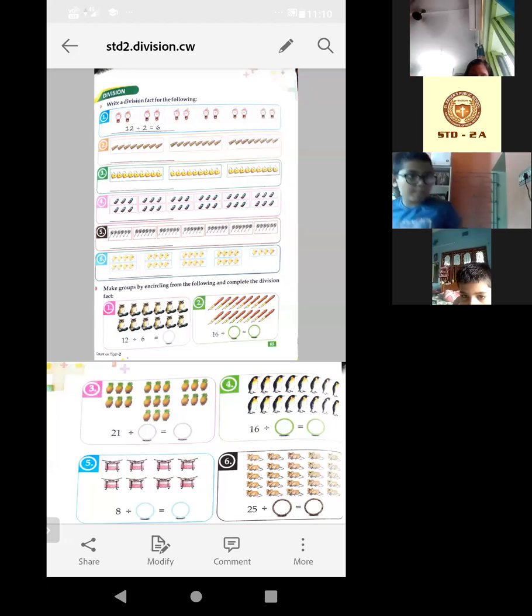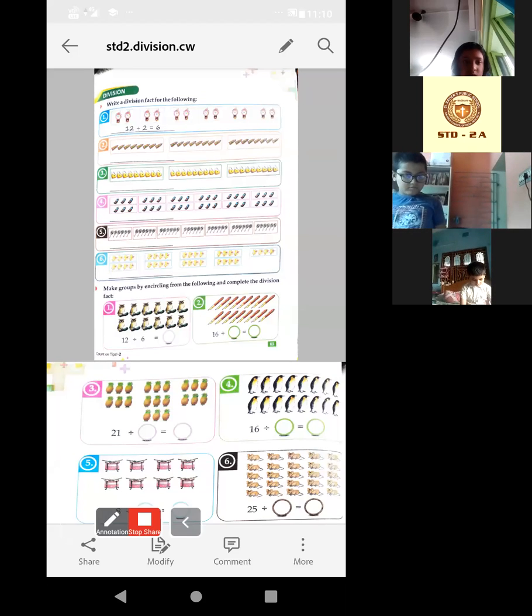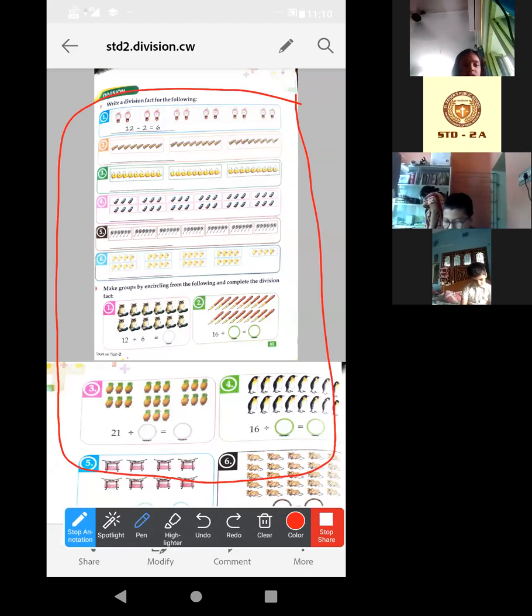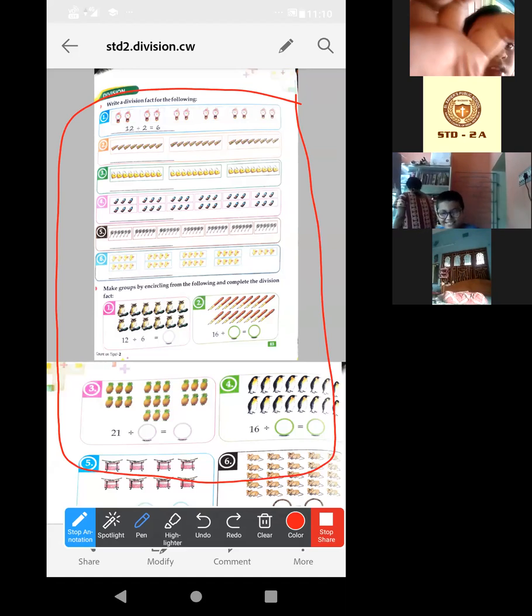Okay, all of you open page number 83. Basically, I have not completed this one, but division by repeated subtraction is done. This one I'll just explain how to do, and all of you will do it in your book at home as homework. Don't worry, I'll explain this at the end of the class.